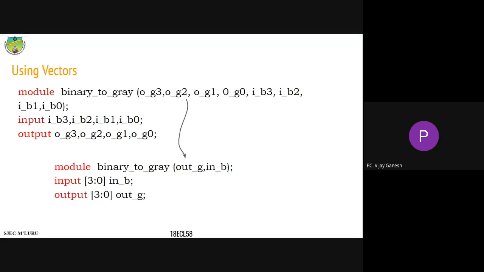Now I have to tell the compiler it is not a single value I am going to have, but I am going to have a 4-bit value. To do that, again the input, I am saying the input, and within the square brackets, which we have seen in the vector type, we have to tell starting value colon end value. So here the starting value I used is 3 colon 0.